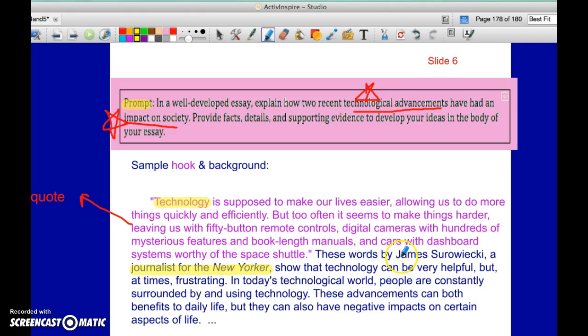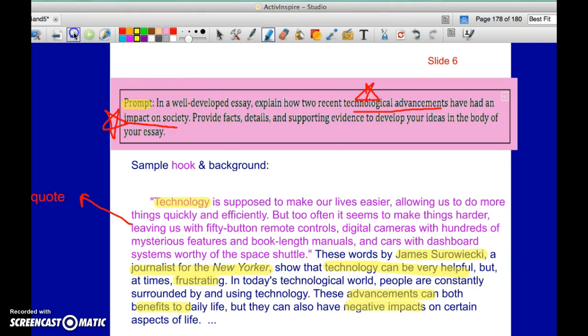Then the background first identifies the speaker, and it also connects and explains the hook to our topic. It explains the quote, technology can be helpful but frustrating, and that advancements can be helpful or possibly even negative. You can use this example to help you when you're creating your introductory paragraph and ask yourself, do I make sure that in my background I state the person who's saying the quote? Do I make sure that I state the topic and this main idea?